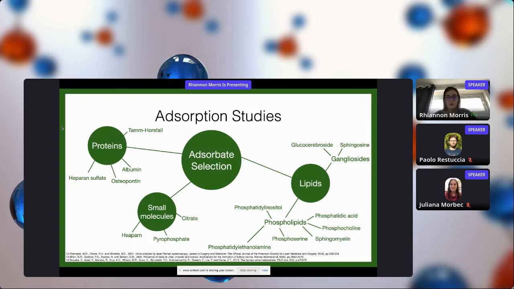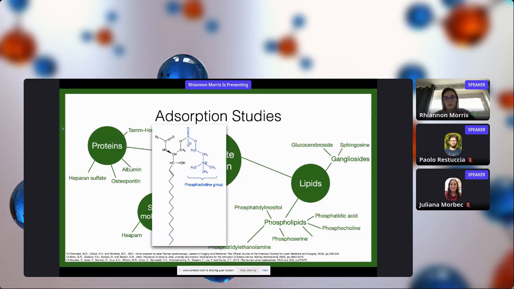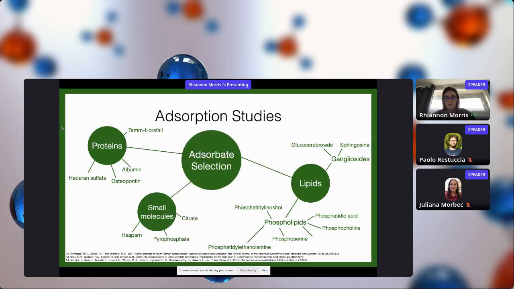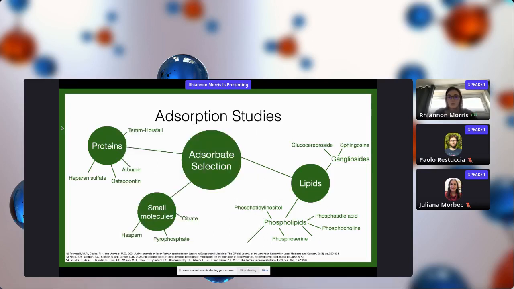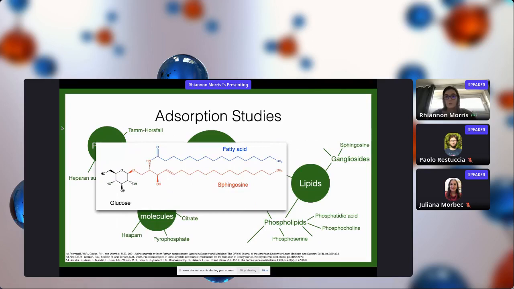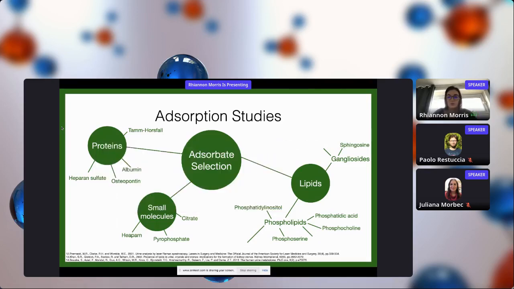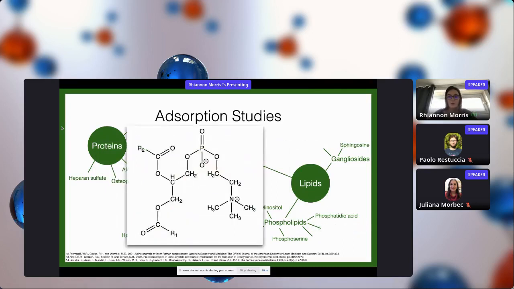So I focused on small molecules and lipids, and I found that the lipids that were at the highest concentrations in stone sufferers' urine were sphingomyelin, which has this structure and a very large tail group. We also have phosphoethanolamine, glucoribosides, which have 2 long tails and a glucose head group, and phosphocholine.